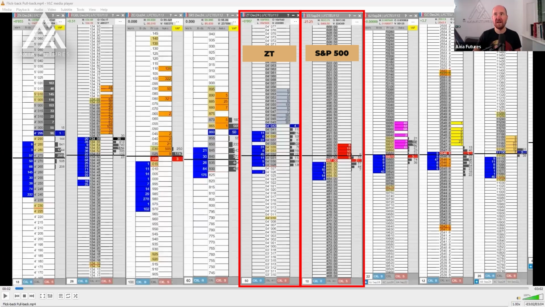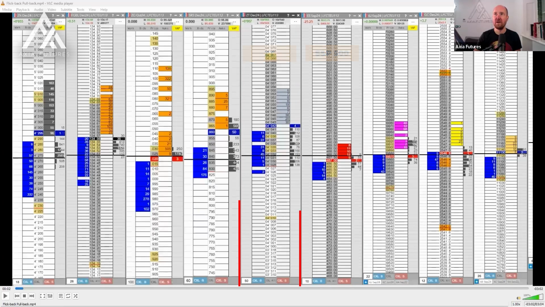First trade, we're going to be looking at ZT, and then second trade, we'll be looking at S&P. This one is your flick back trade. So what we get is we get the data. Watch the speed with which the market moves. This is the whole concept, that you can't beat the algos. Now, you can't beat the algos for speed.